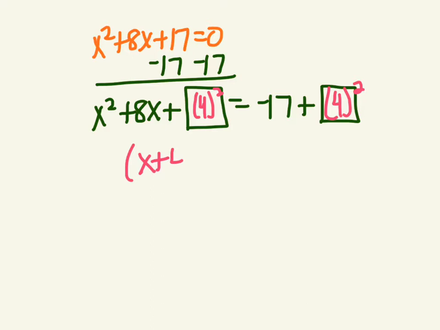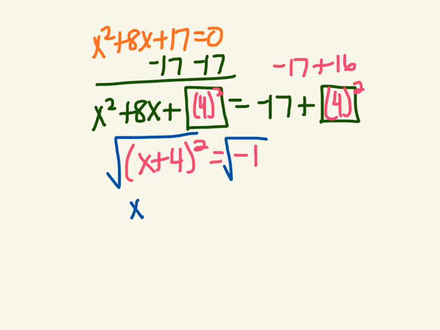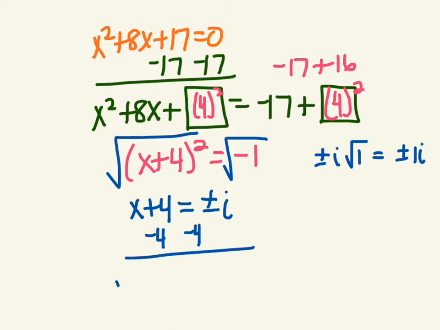Then we have x plus 4, the quantity squared, is equal to, on the right side, negative 17 plus 16, so just a negative 1. From here we can go ahead and square root both sides. So x plus 4 is equal to plus or minus, and you can bring out the negative, so it looks like the square root of 1 times i, and the square root of 1 is just 1, so it's really plus or minus 1i, and we don't need to put that 1. So I'm just going to write plus or minus i, and then last but not least, move over that 4.